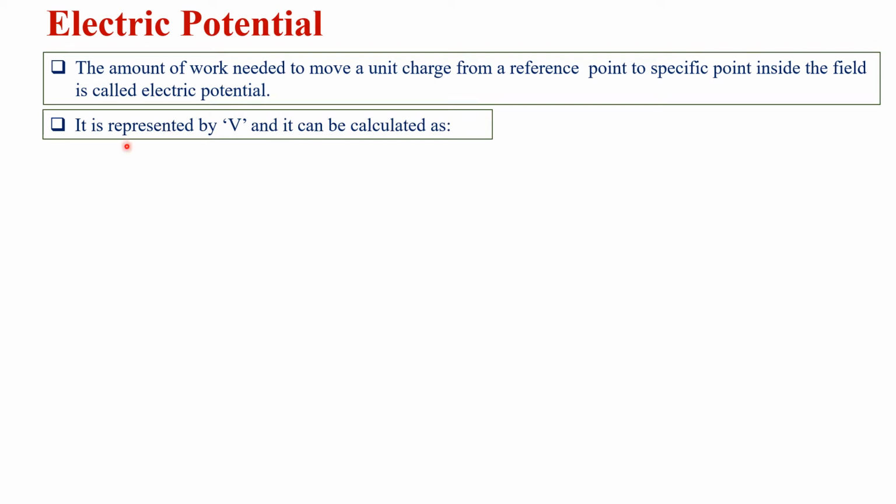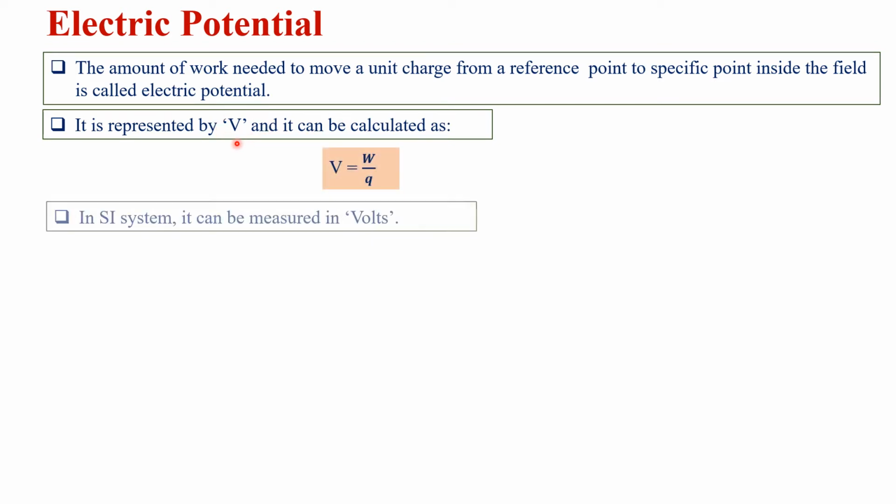It is represented by capital V. Its formula is V equals W upon Q. Here W is work done and Q is magnitude of charge. Unit of electric potential is joule per coulomb or volts.